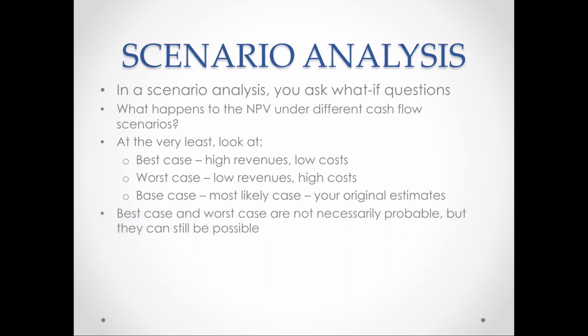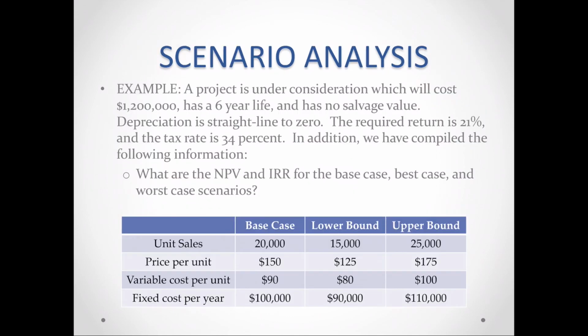So your best case and worst case are not necessarily probable, but they can still be possible. So it is important to look at these projections to see what type of impact it has on net present value when you look at three different scenarios. So looking at an example here, we're just going to go through the different inputs that would go into this using a scenario analysis. So a project is under consideration, which will cost $1.2 million.